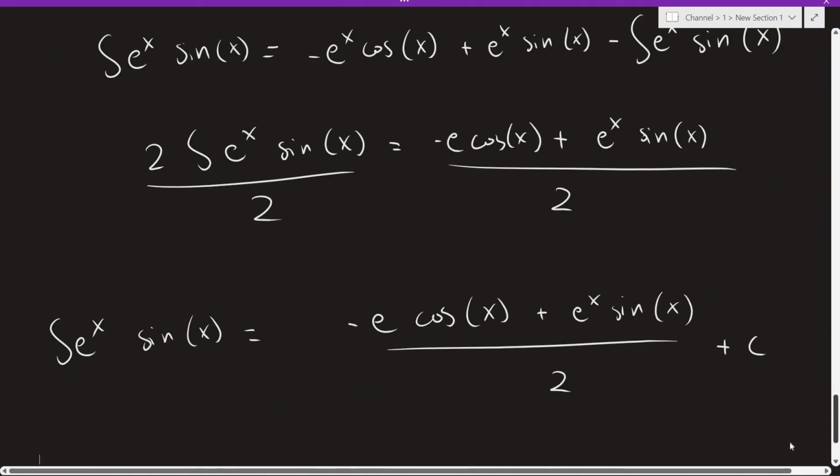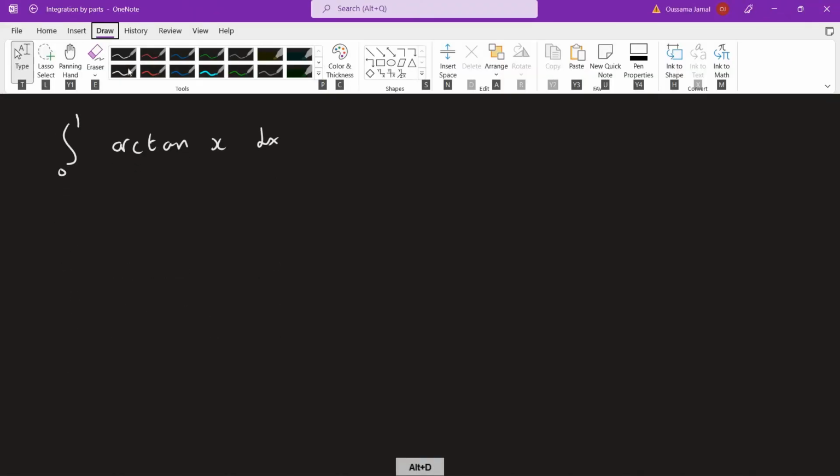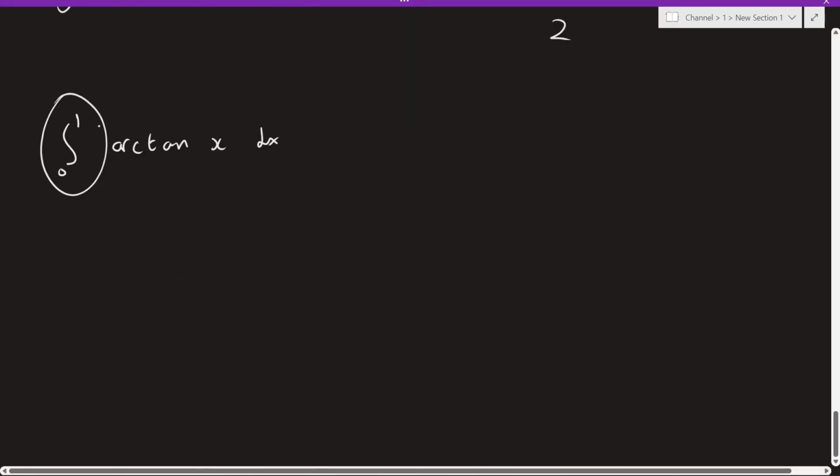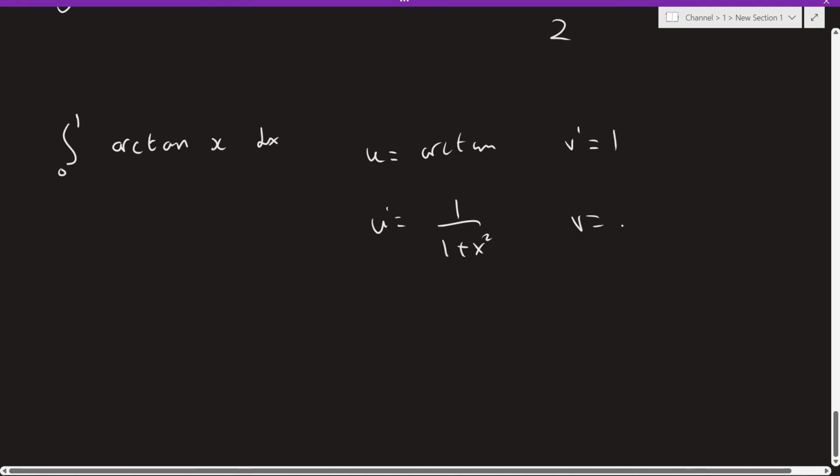Arctangent between 0 and 1. So leave this to the end and just solve for arctangent for now. We see only one function, so multiply by 1 and you're going to have two. So u is arctangent while v prime is equal to 1. Now the derivative of arctangent is 1 over 1 plus x squared, while the integration of 1 is x. Apply the formula, it's going to be uv, x arctangent, minus the integration of x times 1 over 1 plus x squared, so x over 1 plus x squared.